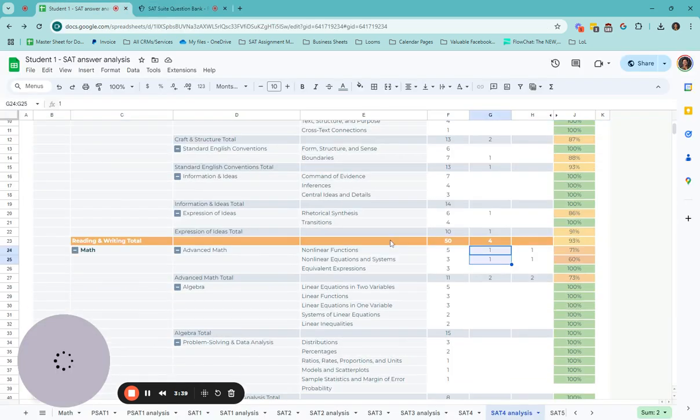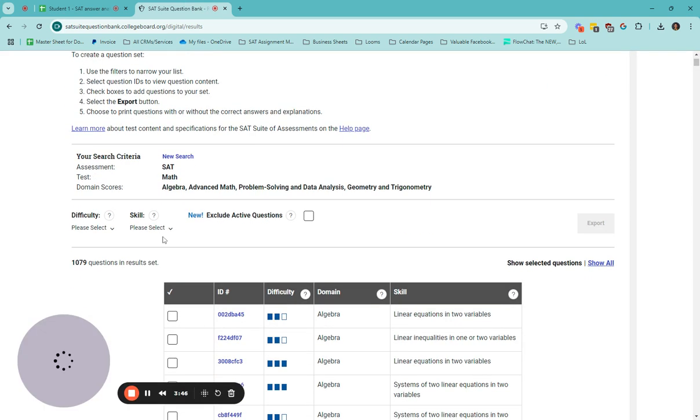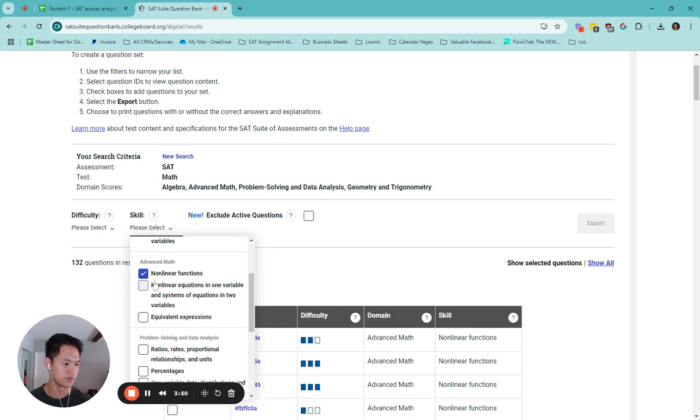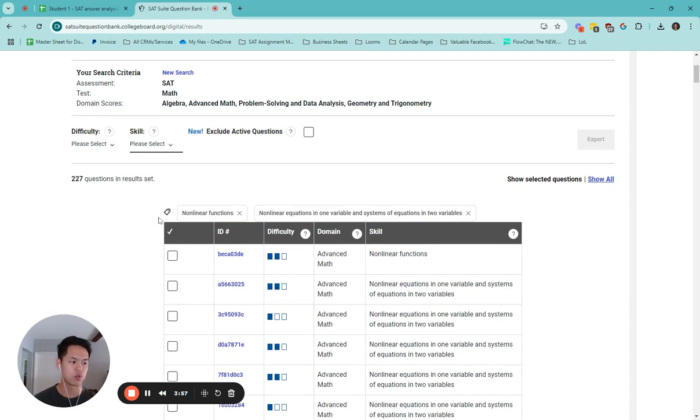Let's say we know that we need to work the most on advanced math for nonlinear functions and nonlinear systems of equations. So nonlinear functions, systems of equations. Yeah, these ones right here. So now we know exactly which problems we need to work on.